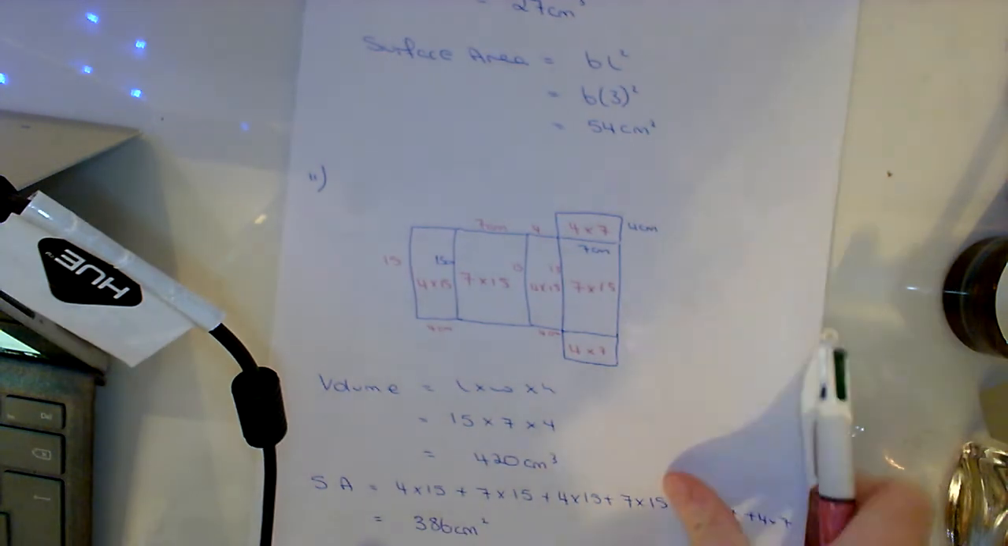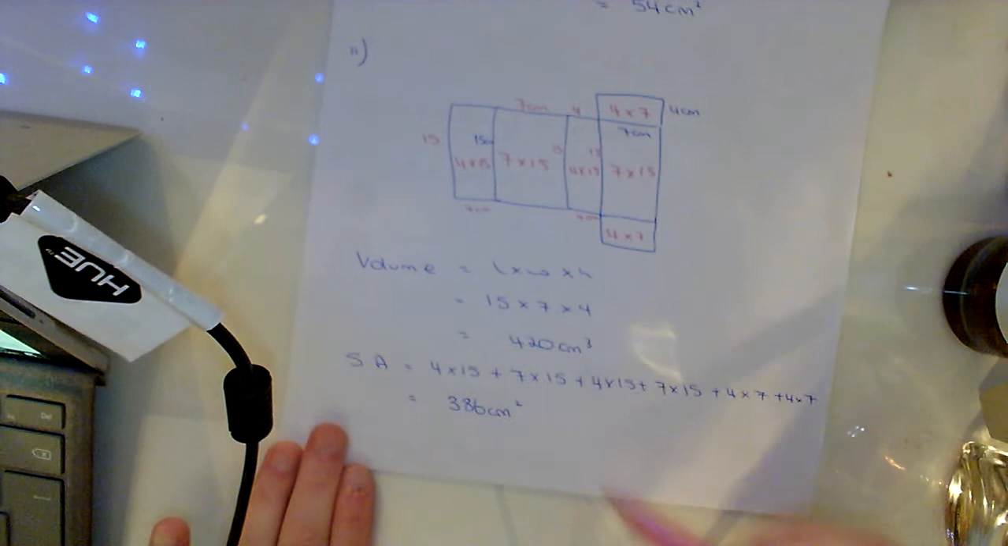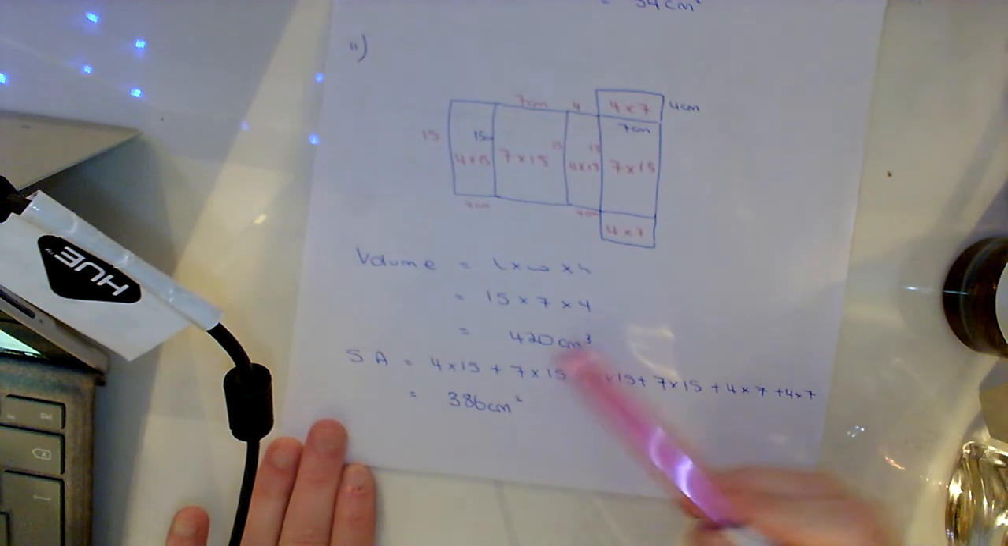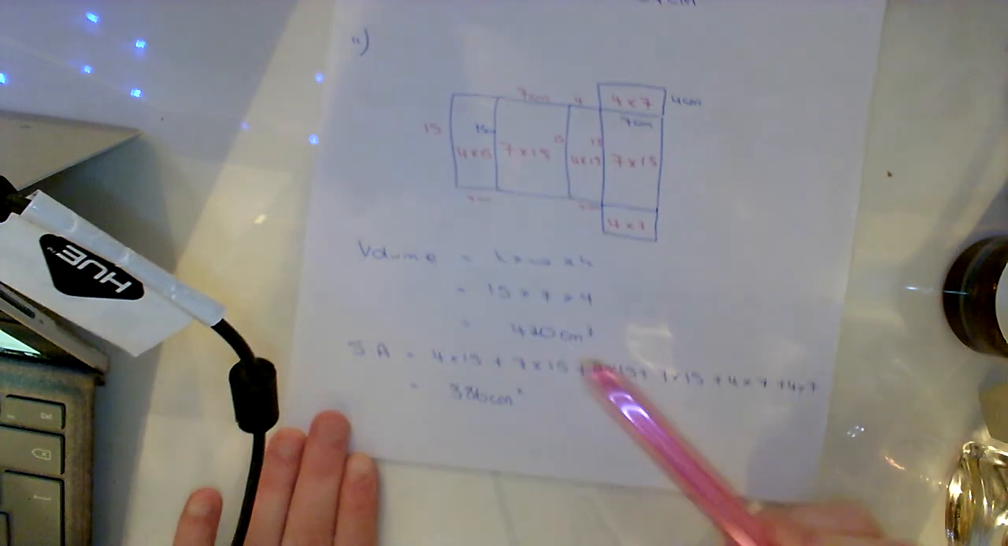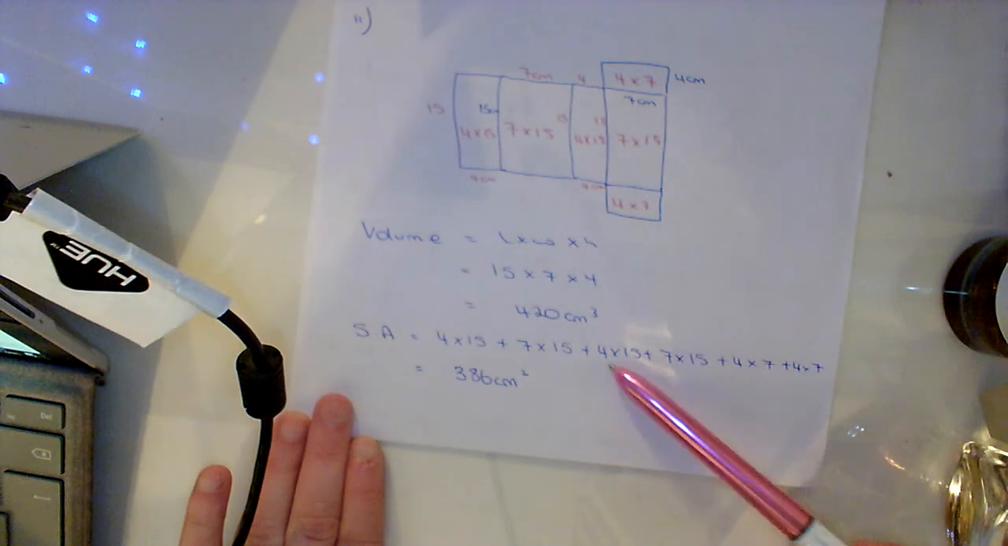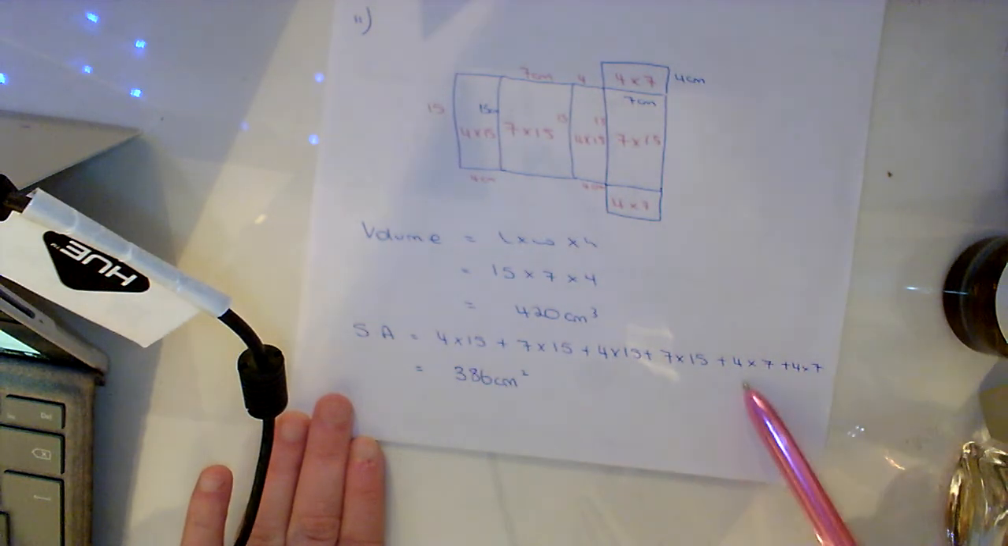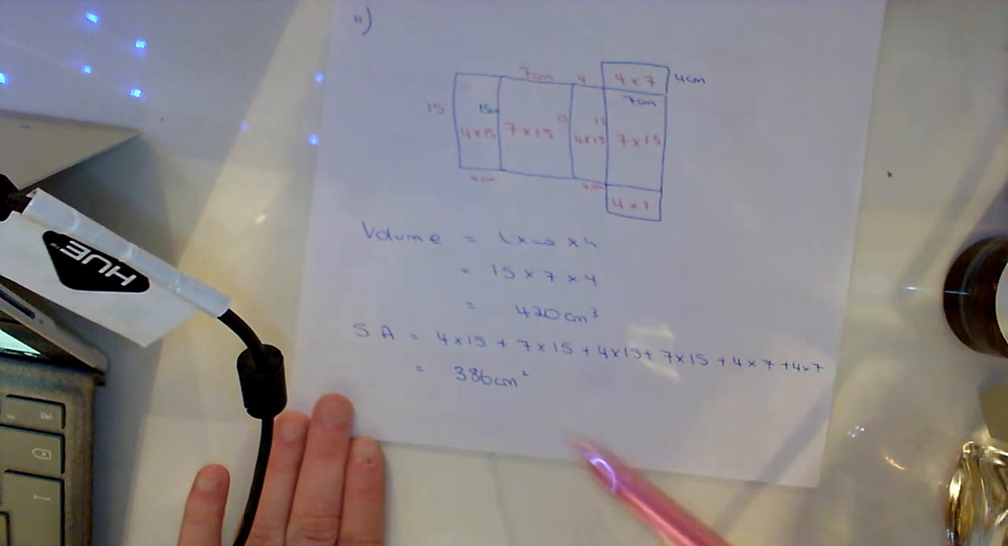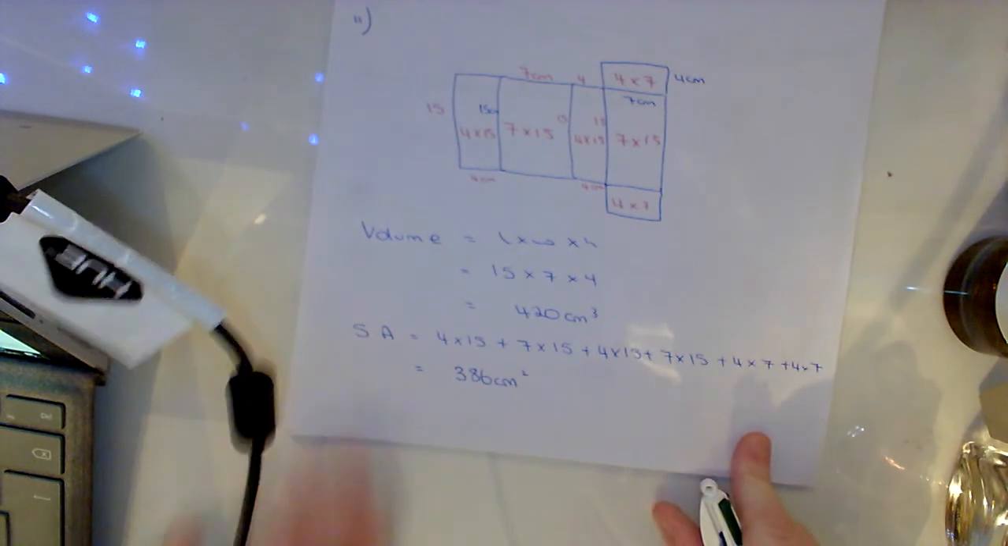So anyway, to get my volume, it's length by width by height, and I have 15 by 7 by 4, and I get 420 centimeters cubed. And then my surface area, it's 4 by 15 plus 7 by 15 plus 4 by 15 plus 7 by 15 plus 4 by 7 plus 4 by 7, and I get for that one 386 centimeters squared.